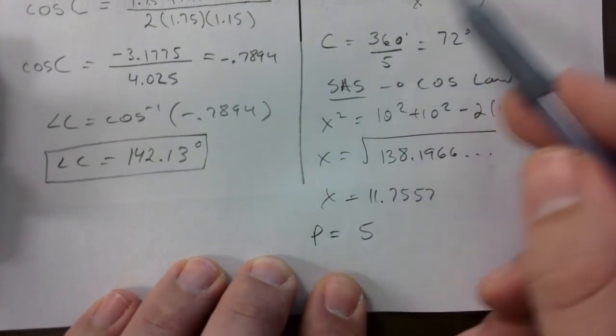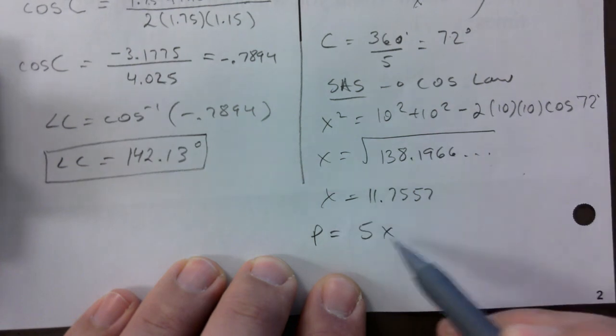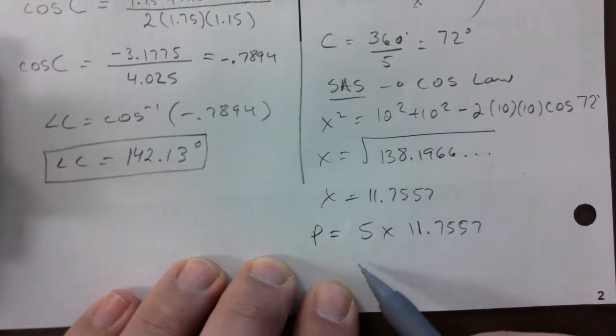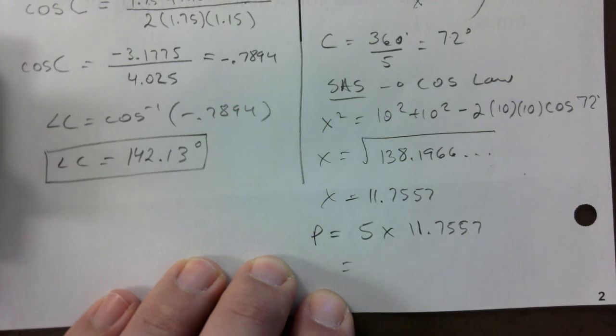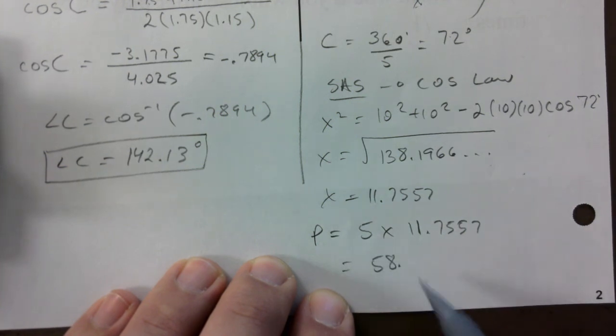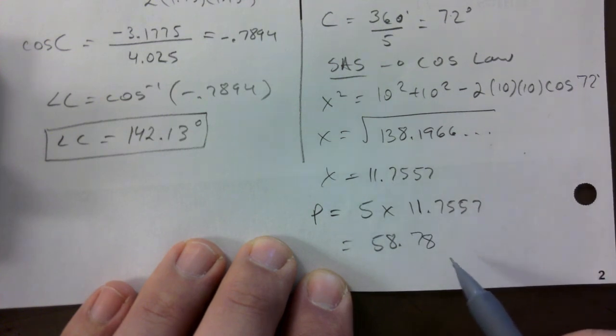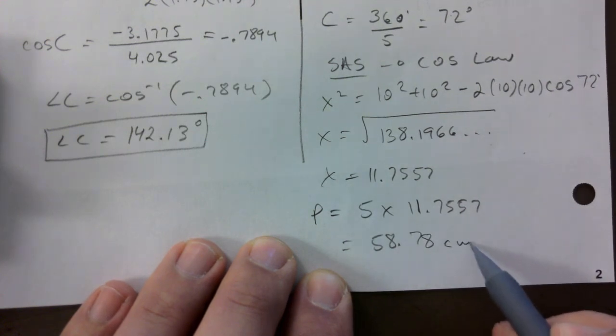So the perimeter is, there are 5 of these around it. So 5 times 11.7557. That's 58.78 centimeters.